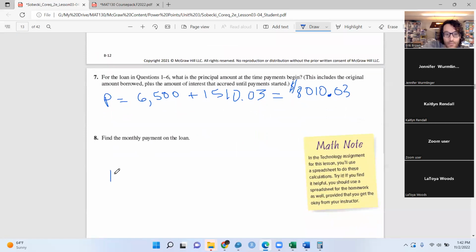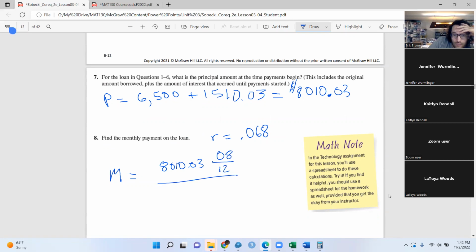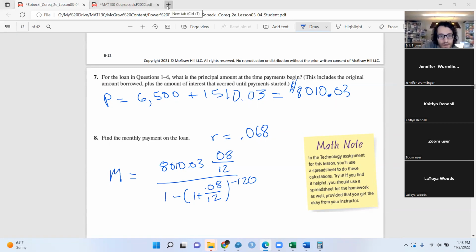Let's now find the monthly payment. So how much are we going to pay a month for the next 10 years of our life when once we graduate and payments begin? Recall that the interest rate was 6.8%, which is a little high. That's not a fun interest rate, but it is what it is. This is the part that's new, this negative 120. It's not really new, but it's just always understood that that's what it is.